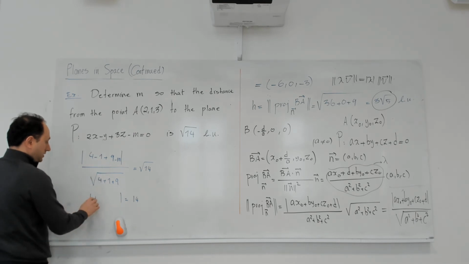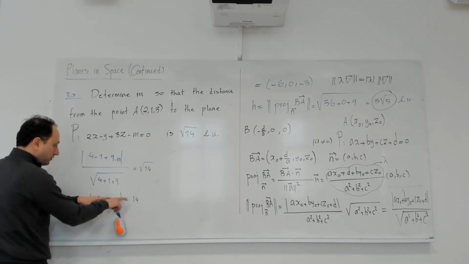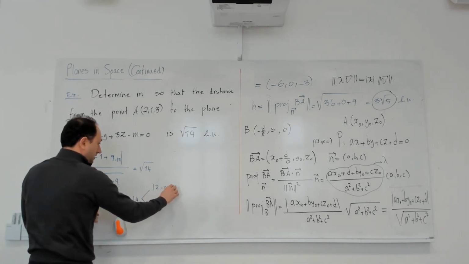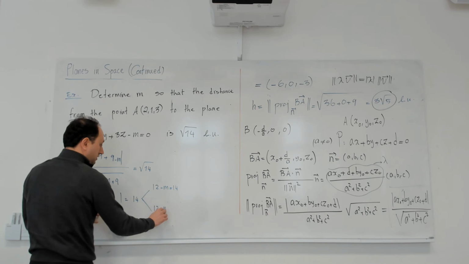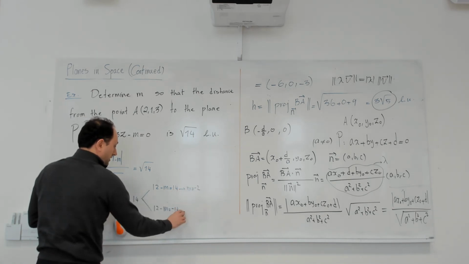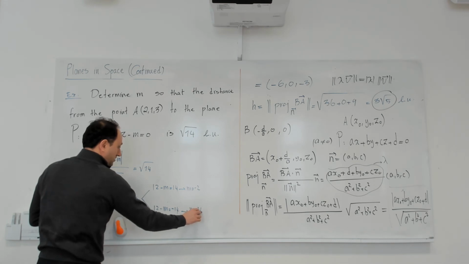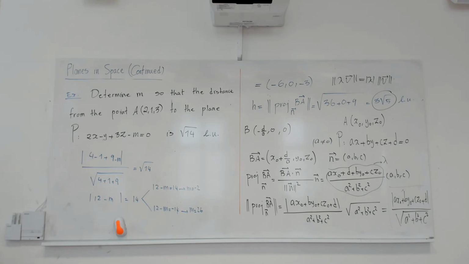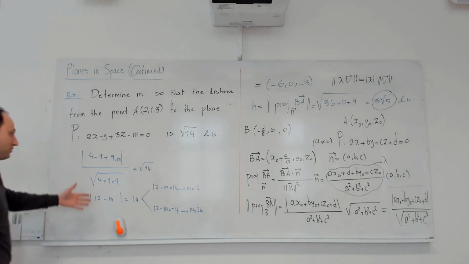13, 12, yes? But the absolute value is this. There are two options. So 12 minus m is either 14 or negative 14. If this is the case, m is -2. If that's the case, m is what? 26. So it would be probably under 1 minute, yes? So you can do it, but you need to appreciate that you have to do it fast.